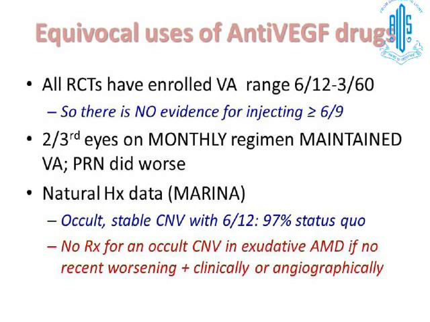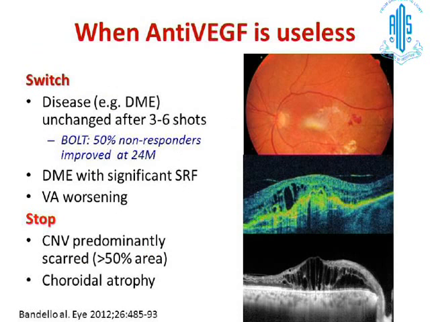Finally, the natural history data from the Marina study, which is not as highlighted, which I feel like highlighting again and again, is that for an occult CNV with a stable vision of 6/12 or better, there is a 95% chance that it will maintain the status quo, and therefore no treatment is required for an occult CNVM in exudative AMD if there is no recent worsening clinically or angiographically. Now let's come to when Avastin or anti-VEGF is absolutely useless.